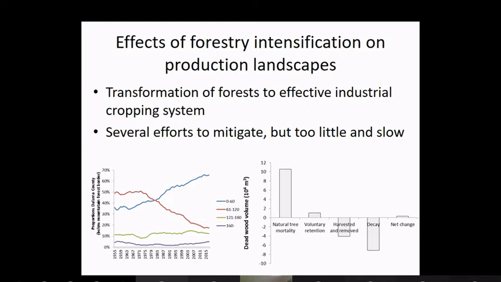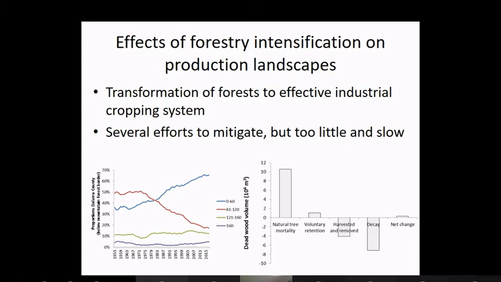Of course, there are several efforts to mitigate the loss of biodiversity in production landscapes. But the graph on the lower right shows that this is not very successful. The graph shows the natural tree mortality in all of Sweden. About 10 million cubic meters of trees actually die from natural causes, from insects, from fungi, from windstorms, and so on. And then there is a small proportion of voluntary retention.